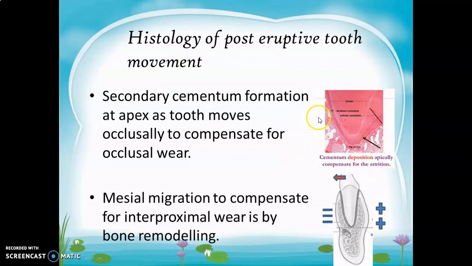When you see the histology of post-eruptive tooth movement, there is secondary cementum formation at the apex of the root when tooth moves occlusally to compensate for occlusal wear. And if there is any interproximal wear or jaw growth, tooth will show mesial migration. During mesial migration, there is remodeling of the bony socket surrounding the tooth. That is, resorption of bone on the mesial side and formation of bone on the distal aspect of the socket.